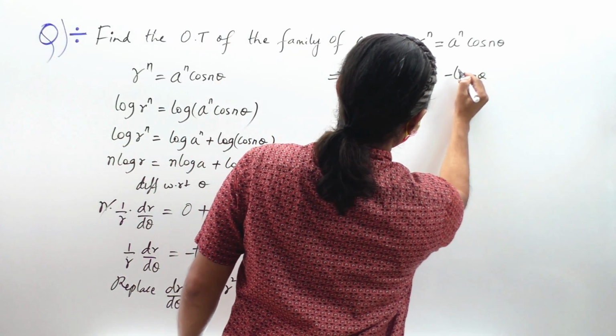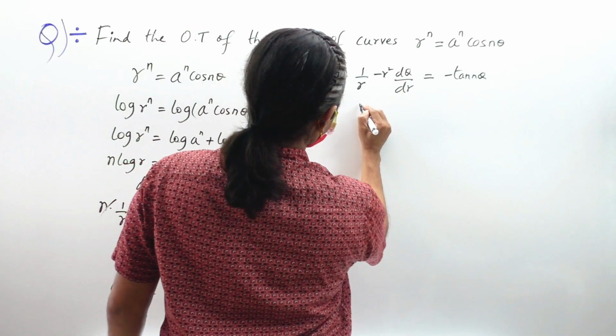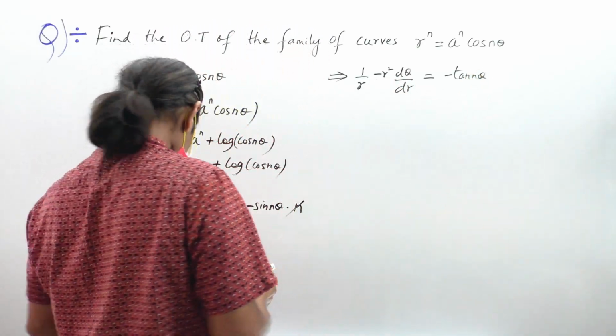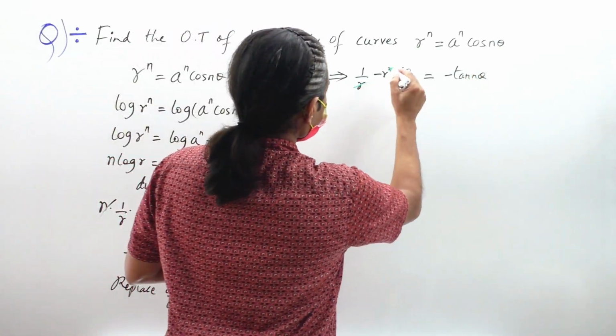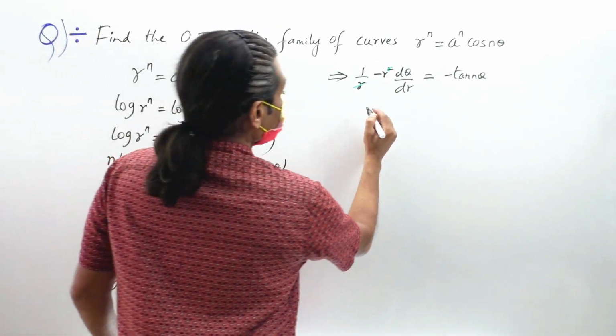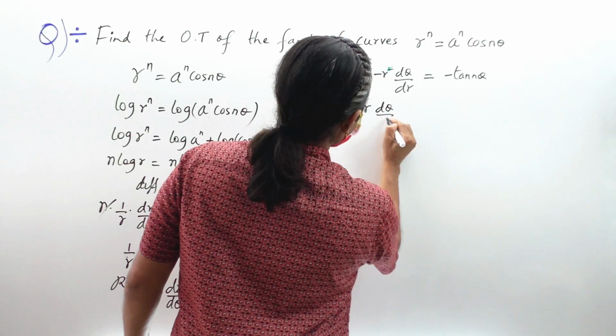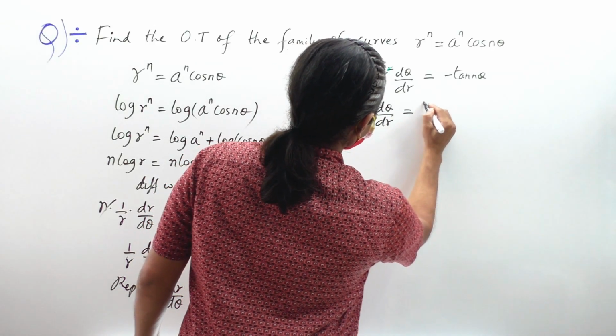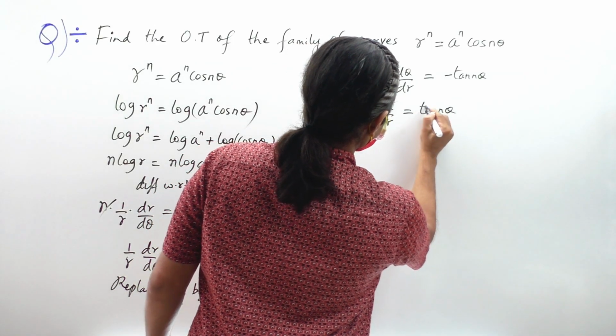Minus tan of n theta. Fine. So r cancels. Now minus minus also cancels here. If you see here carefully, this r and this r cancel, and this minus minus also cancels. Okay. So we can write r d theta by dr equals tan of n theta.